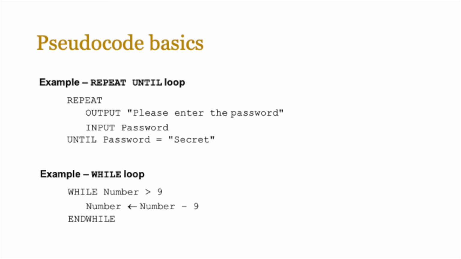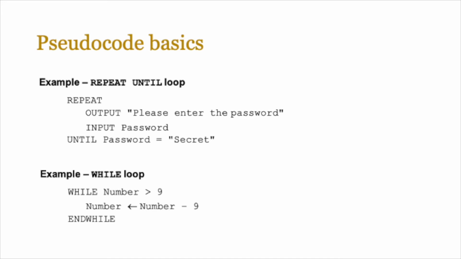Next up, you can use things like repeat until loops. These are pretty straightforward. These are called post condition loops, where you run the code at least once before you check the condition. And similarly, you have a while loop, which is called a precondition loop, where you check the condition first and then you run the code.